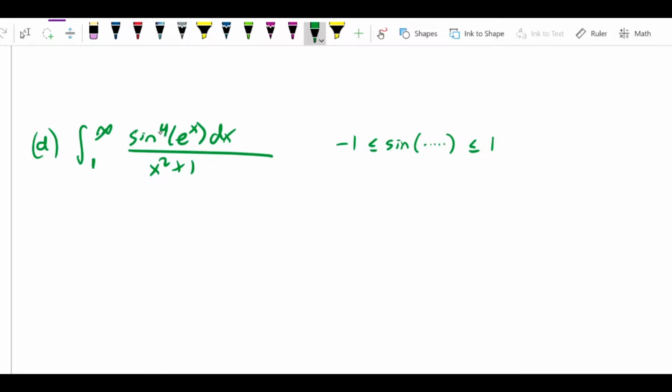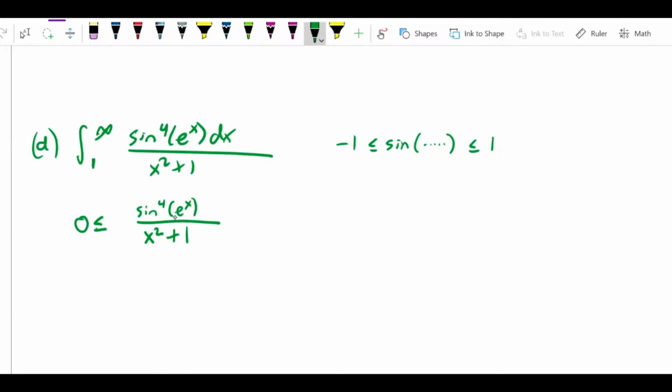So let's write out the inequality this way. First of all, let's observe that 0 is less than or equal to sine to the fourth x over x squared plus 1. Why? The denominator certainly has to be positive because x squared plus 1 is always going to be at least 1. And on the top, we know that sine to the fourth of anything is never going to be negative because any real number that I raise to the fourth power is going to be either 0 or positive. This e to the x in here is kind of a red herring because it doesn't matter.